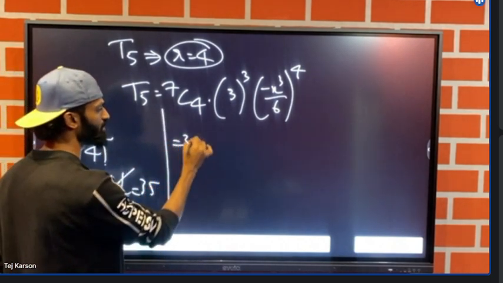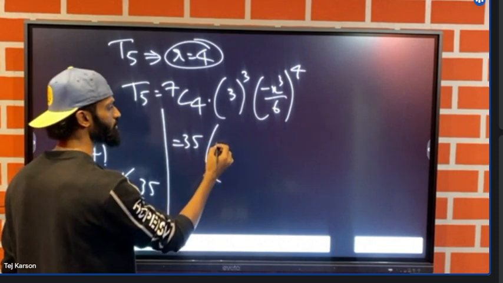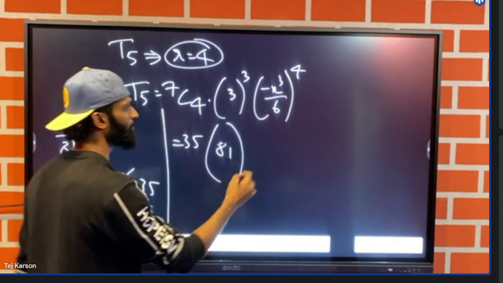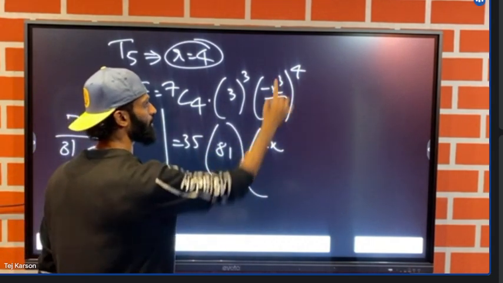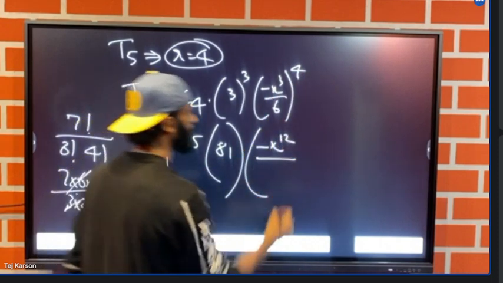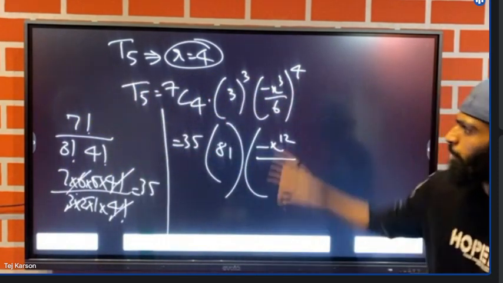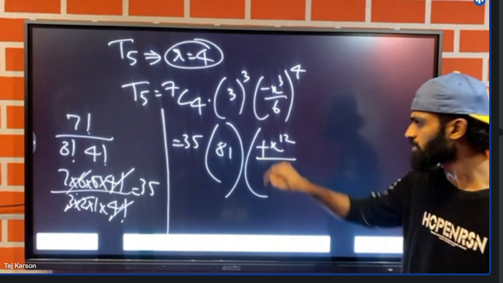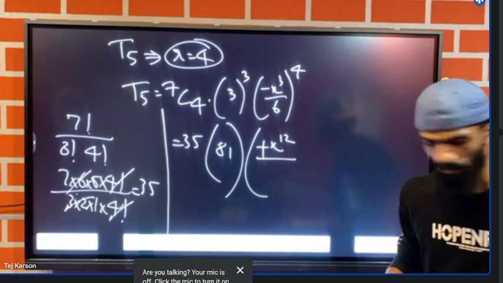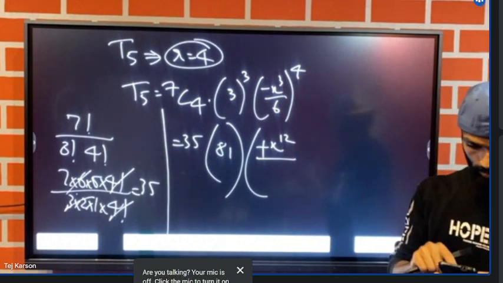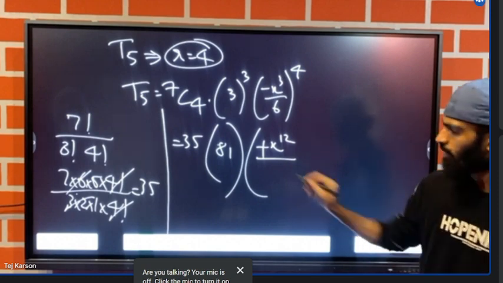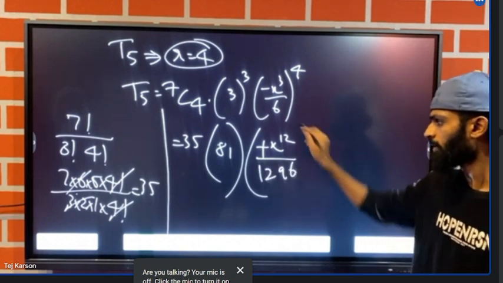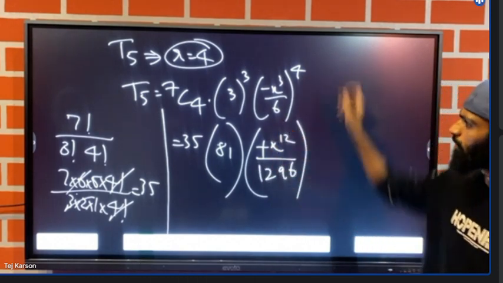So 35 remains as it is, into 3 cube is 81, divided by minus x to the power, it will become 12. Careful. Oh, small mistake I made there. Minus and it's a positive power, so it will become a plus. Careful. 6 to the power 4. You try that. 6 times 6 times 6 times 6 is 1296. If it is cancelable, do it, or else keep it as it is.